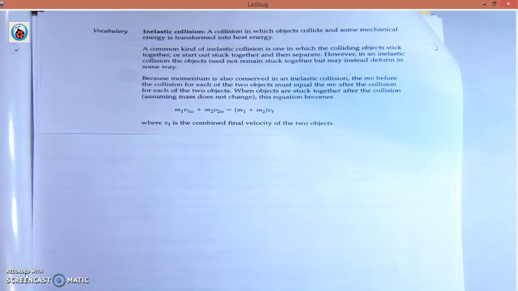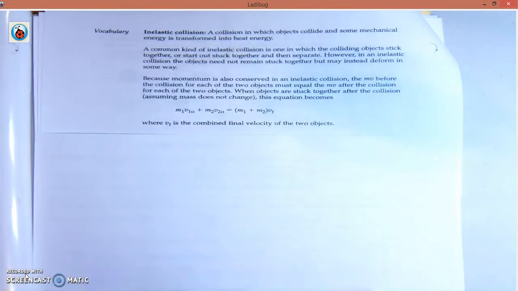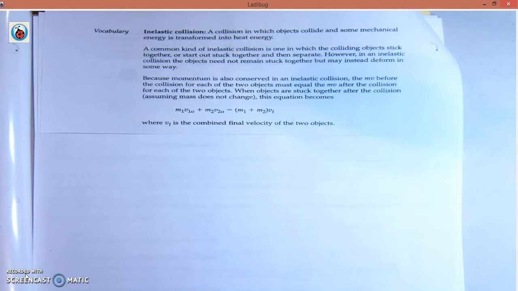So first thing, inelastic collision. We just did elastic collisions, where everything is 100% conserved, all the energy. Inelastic collision, as we see here, is one in which objects collide and some mechanical energy is transformed into heat. This is like real world collisions. If you smash two metal ball bearings together, they're going to make a little bit of heat. And hopefully you've done that experiment already, and you saw that it makes a little bit of heat because you can smell burning paper, right?